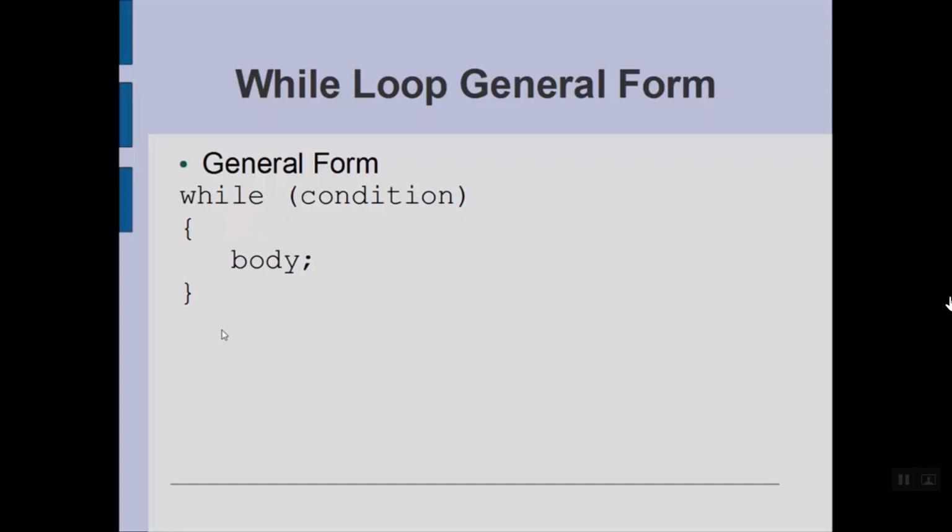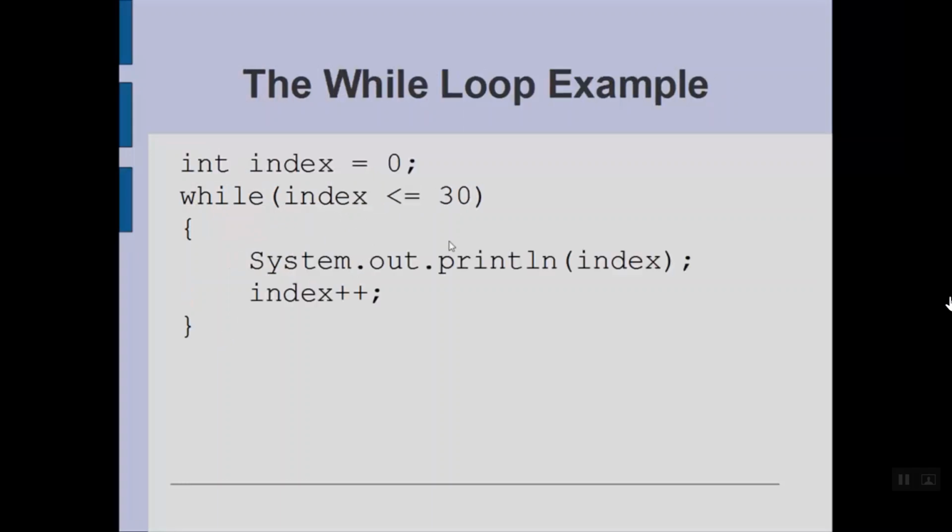Okay, let's look at one simple example. What am I doing over here? I'm initializing a variable called index to 0, and my condition says index is less than or equal to 30. When my index is 0, of course it is less than or equal to 30, so this is true. So I'm going to print the value of index, and then I'm going to increment my index.